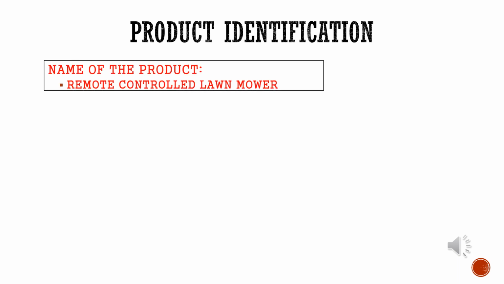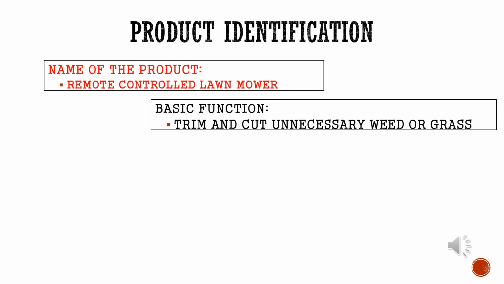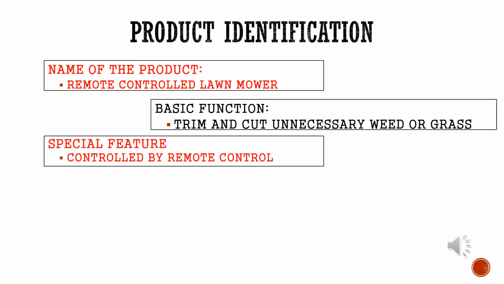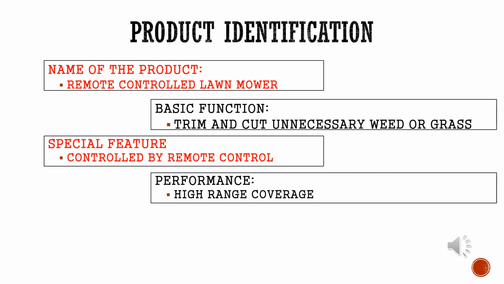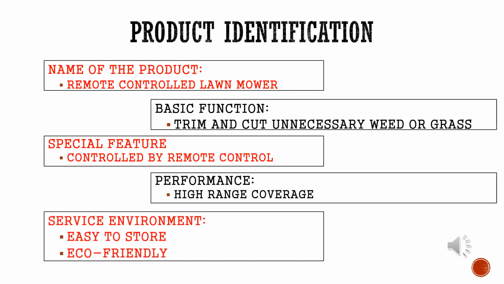The product's name is Remote Control Lawnmower. When we heard about the lawnmower, we know it works to trim and cut the long and unnecessary weed or grass. We have upgraded the traditional lawnmower to the electrical lawnmower which can be controlled by remote control. It has high range coverage so it can be controlled from afar. This product is easy to store and an eco-friendly product because it does not use any petrol or diesel that can harm the environment.